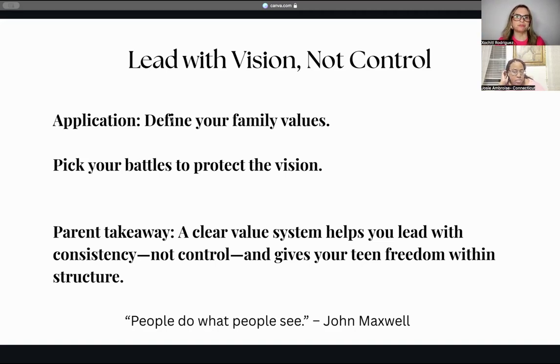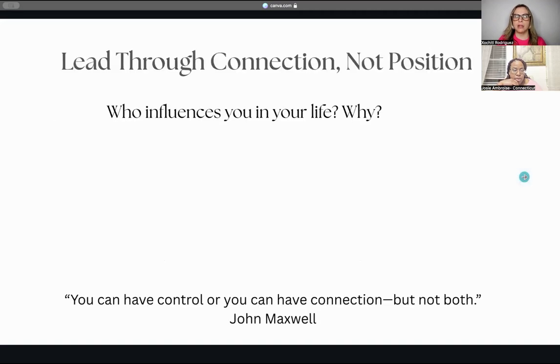And you respect their own values so that they have ownership over that. A clear value system helps you lead with consistency, not control, and gives your team the freedom within structure. This is huge for setting boundaries, for setting values in the family, for building trust. For building trust, this is huge, huge, huge. Okay. I can talk forever, so we're going to go ahead and keep moving forward.